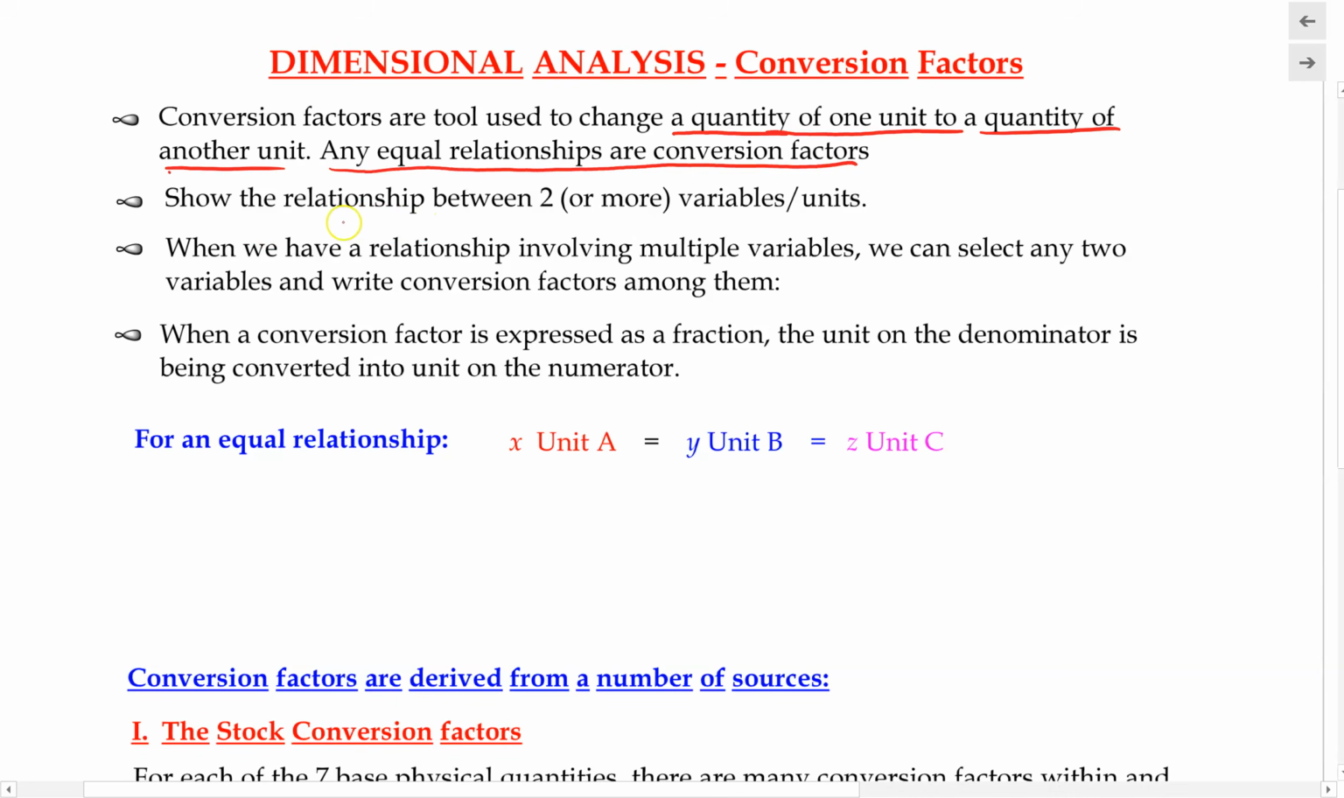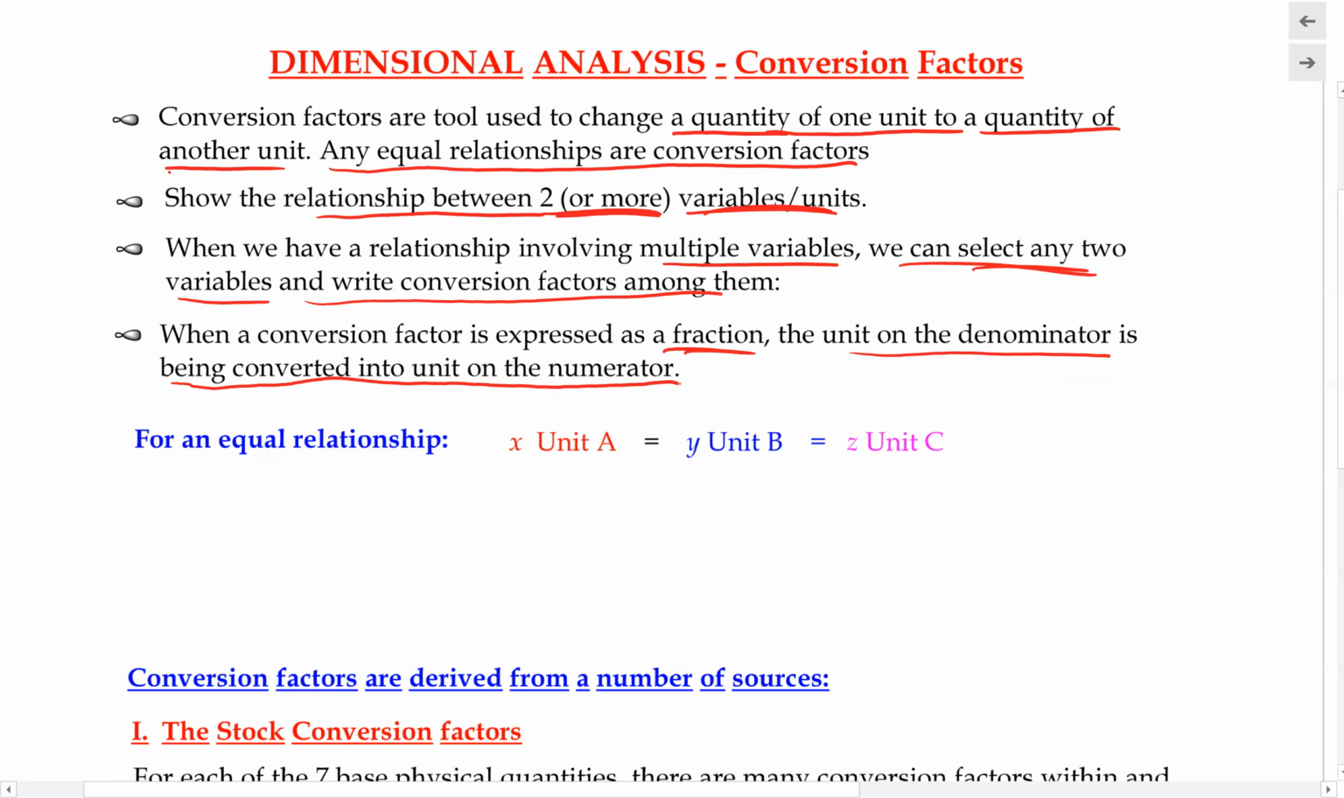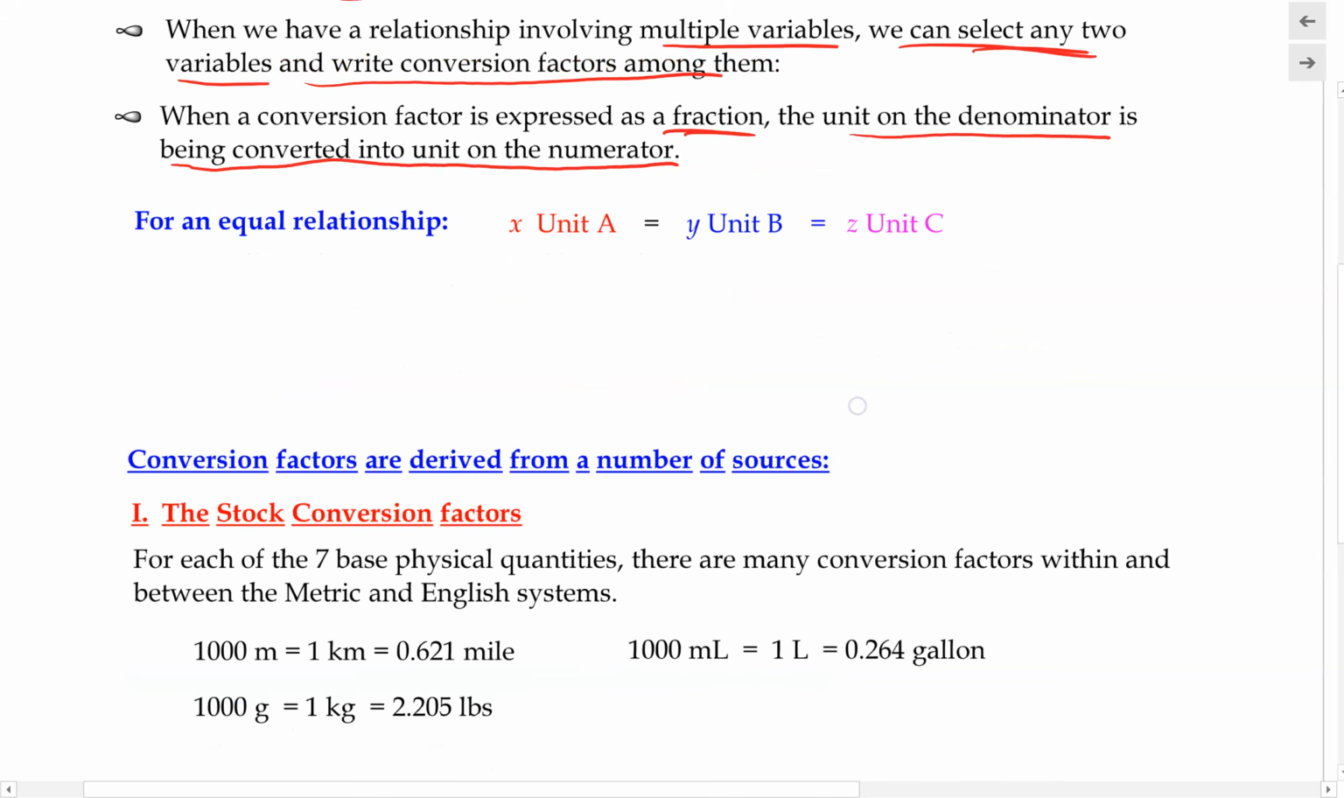And conversion factors show the relationship between two and sometimes more variables or units. And when we have a relationship involving multiple variables, we can select any two of the variables and write a conversion factor among them. And the conversion factor can then be expressed as a fraction, where the unit on the denominator is being used to convert into the unit on the numerator. So conversion factors can be expressed as a fraction, and they have meaning depending on how we set up the fraction. For example, let's say we have this equal relationship right here, x of unit A equal to y of unit B equal to z of unit C, where x, y, and z are values, and A, B, and C are three different units in this case.